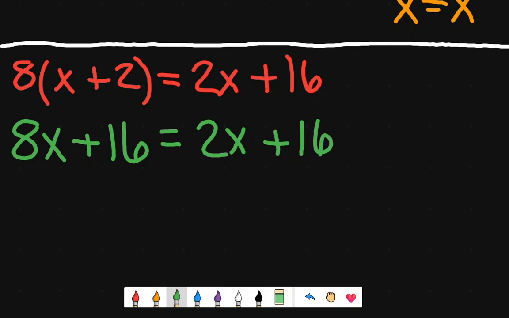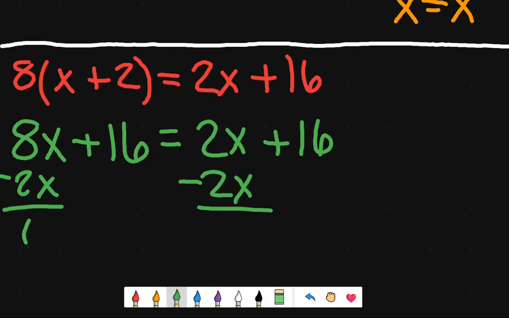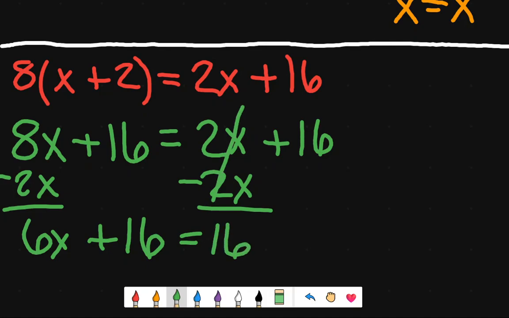Now the next step is we're going to go ahead and isolate, or should I say, we're going to get our constants on one side and our coefficients on the other side of the equation. So let's subtract 2x from both sides. I prefer to have my coefficients on the left. So 8x minus 2x is 6x plus 16, which is going to be equal to 16. Keep in mind that these 2x's here will cancel each other out because 2x minus 2x is 0.